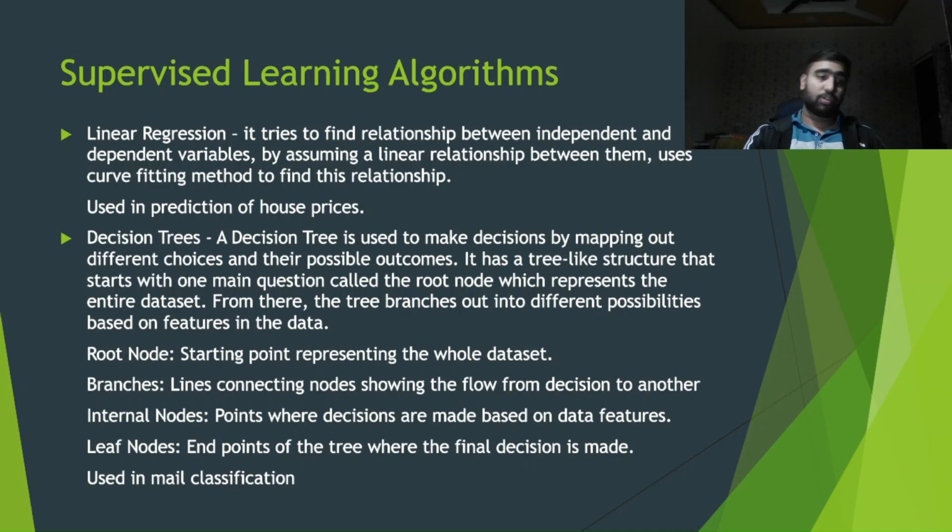We can use the model to predict the house prices of some unknown houses which are not known to the model earlier. Decision trees. A decision tree is used to make decisions by mapping out different choices and their possible outcomes. It has a tree-like structure that starts with one main question called the root node, which represents the entire data set. From there, the tree branches out into different possibilities based on features in the data. So basically, a decision tree has four main parts.